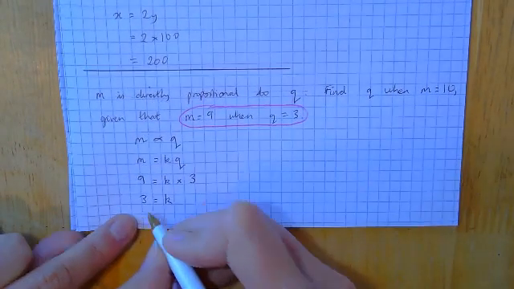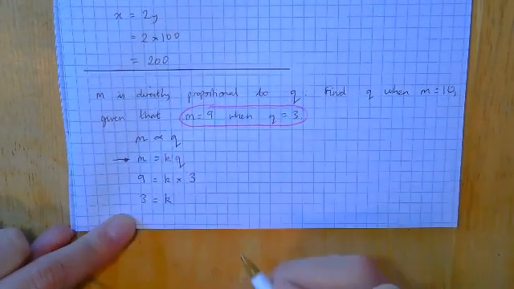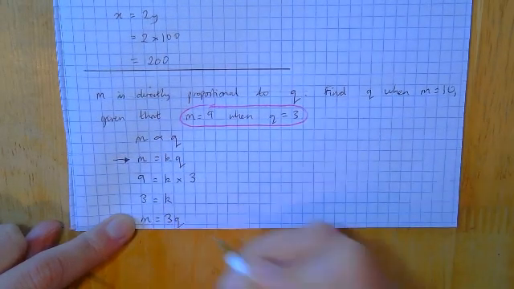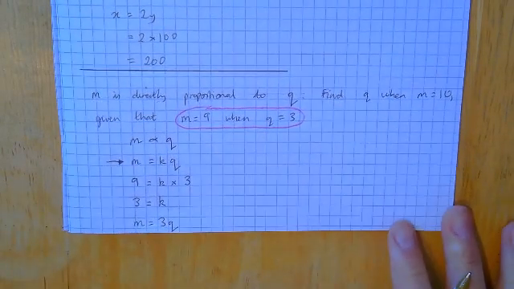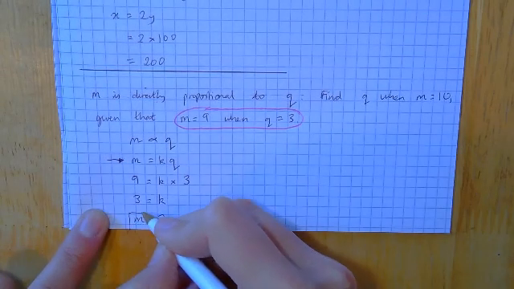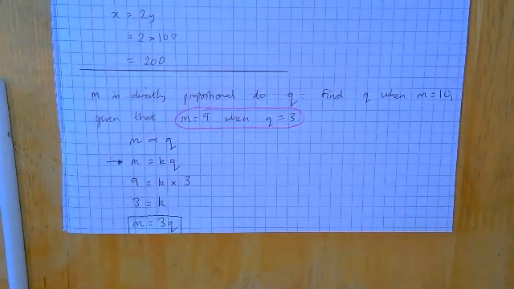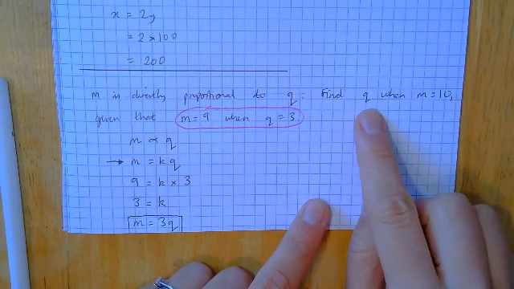So divide both sides by 3. So we get that k is 3. So my equation, it's always my second line with my value of k in. So that's my equation that I'm going to be using.